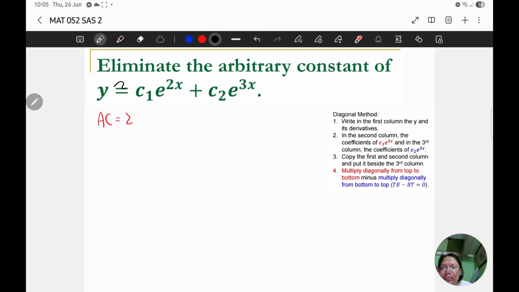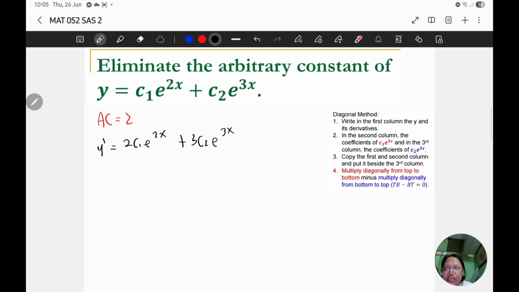So what is the first derivative of our equation? Derivative of y is y prime. What is the derivative of c sub 1 e to the 2x? The derivative is 2c sub 1 e to the 2x. And the derivative of c sub 2 e to the 3x is 3c sub 2 e to the 3x.